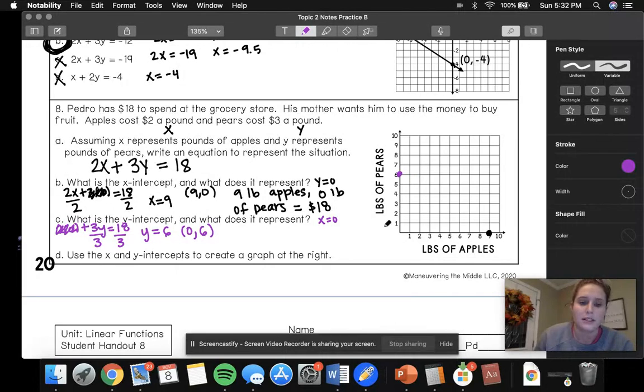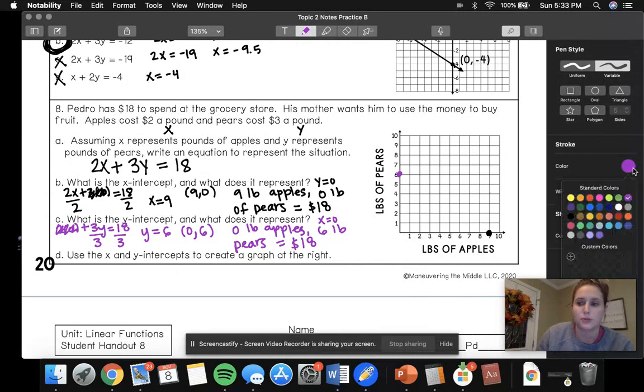Okay. So what does this represent? This means we have 0 pounds of apples, 6 pounds of pears, and with that situation, we still have a grand total of $18. Okay? And the very last thing it says is to use the x and y intercepts to graph it at the right.